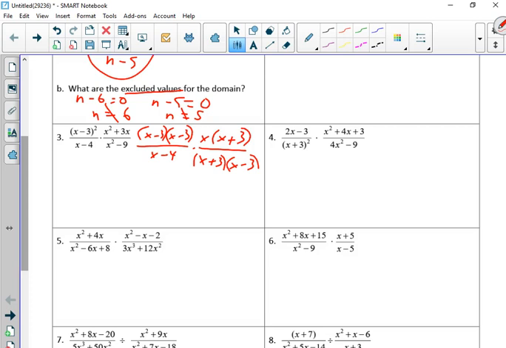And now I can cancel this x minus 3 with one of these, and that's why I broke it up. I didn't leave it x minus 3 squared. You could just cross out the 2 if you want to do that. That's fine. That's another way of doing it. It's up to you. And this x plus 3 will cancel with this x plus 3, leaving me on the top a single x, an x minus 3, and x minus 4 in my denominator.